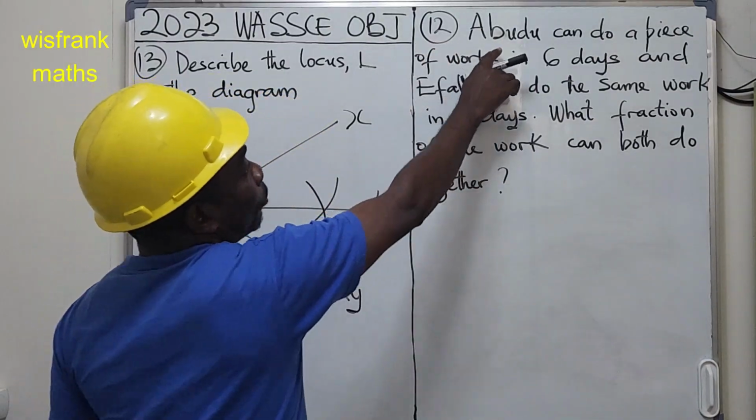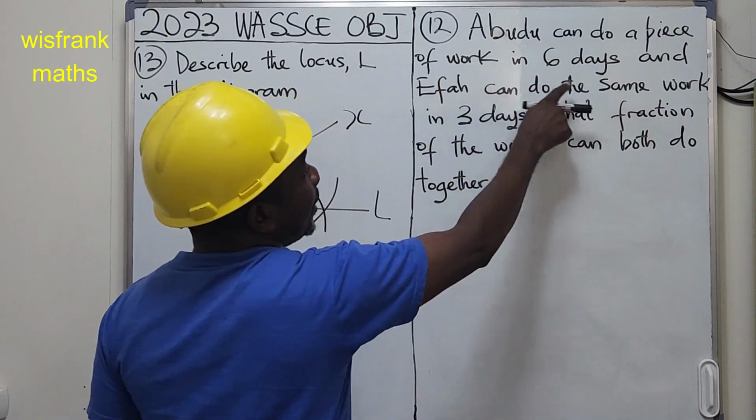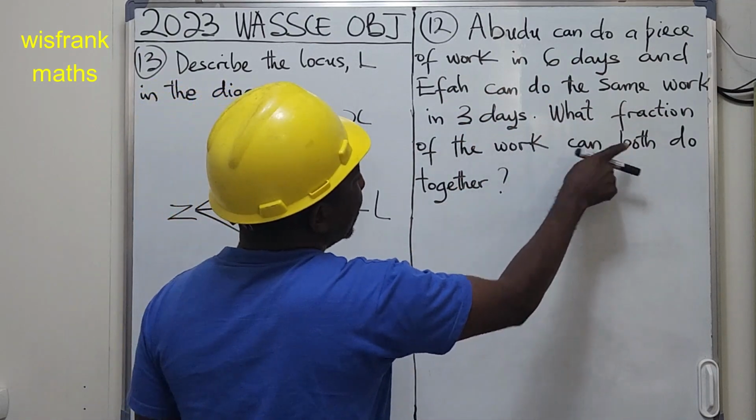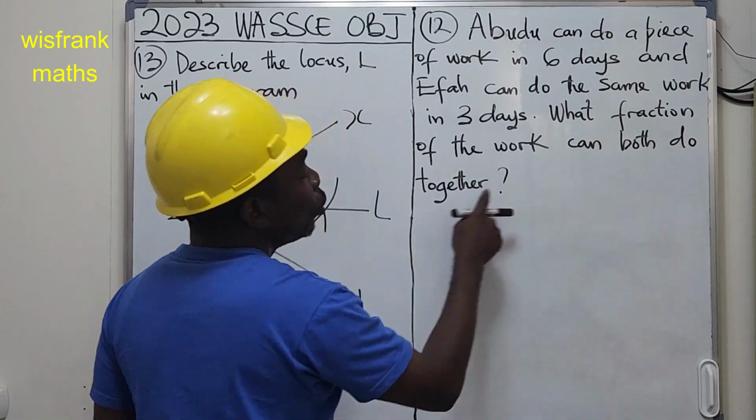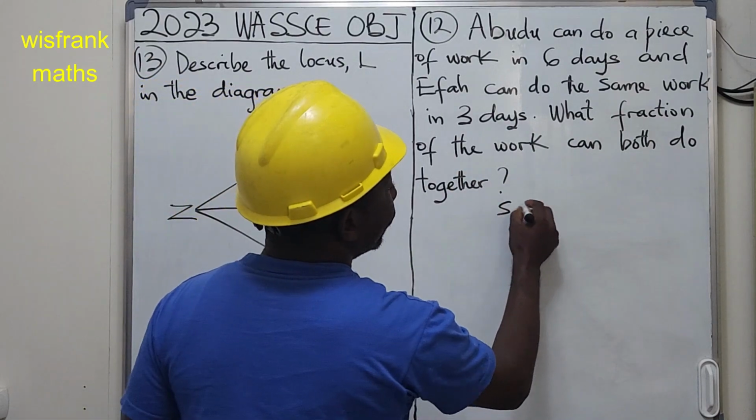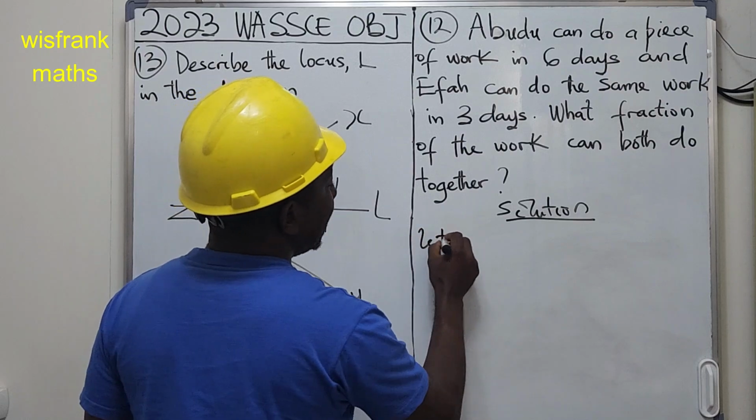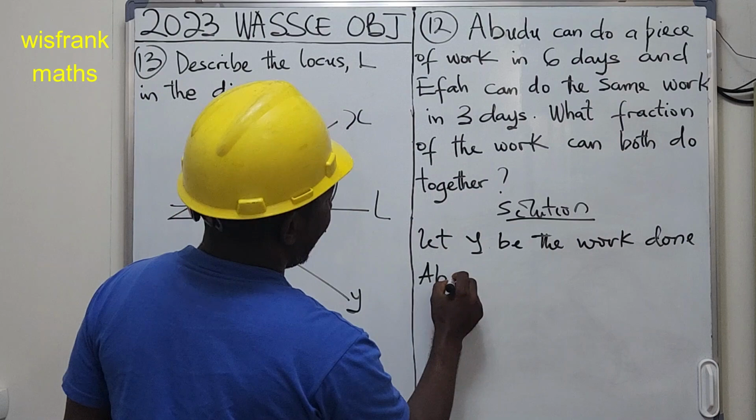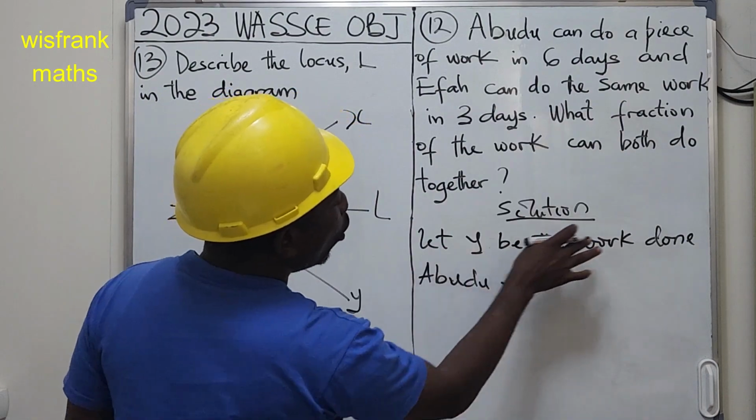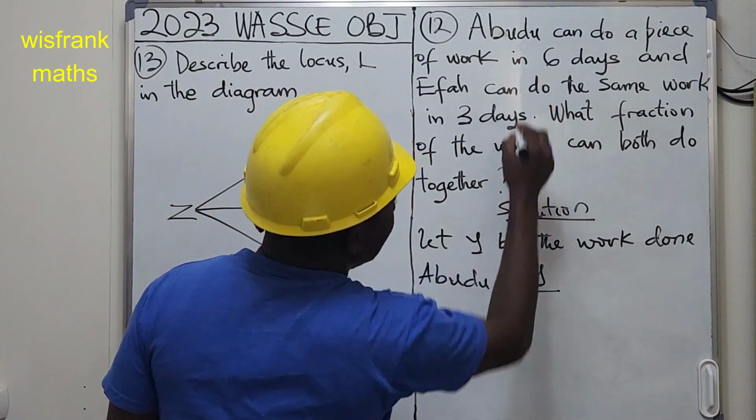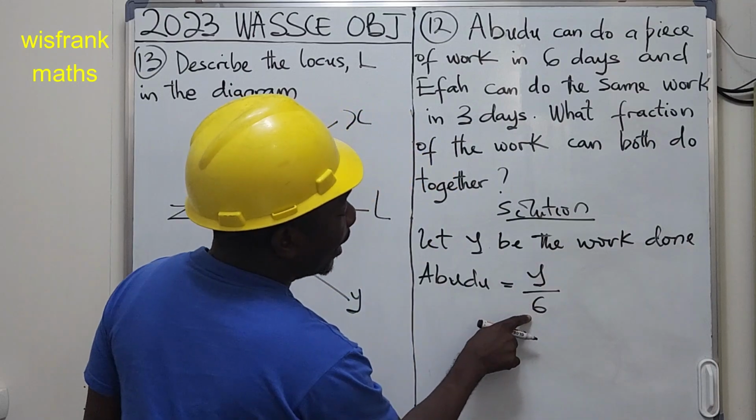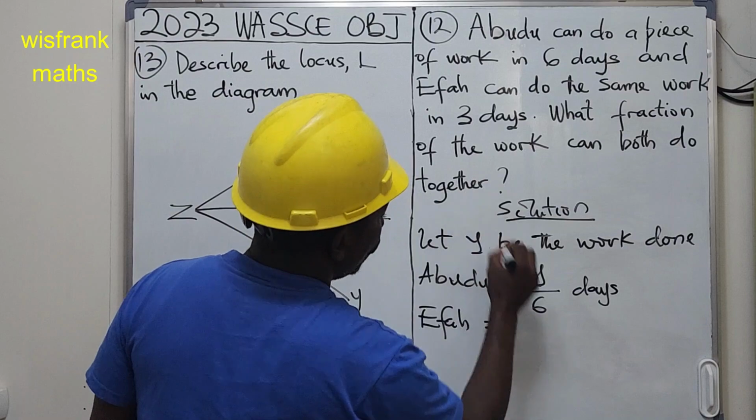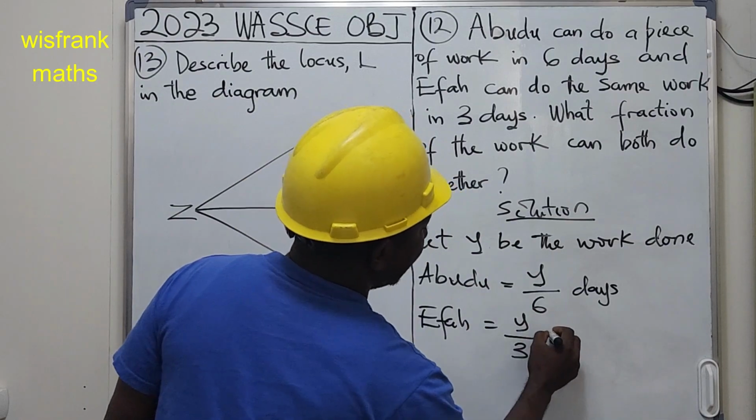Number 12. Abudu can do a piece of work in 6 days and Efa can do the same work in 3 days. What fraction of the work can both do together? So, solution. Let y be the work done. Therefore, Abudu can do the whole work, which is y, in 6 days, so y over 6 per day for Abudu. Then Efa can do y over 3 per day.